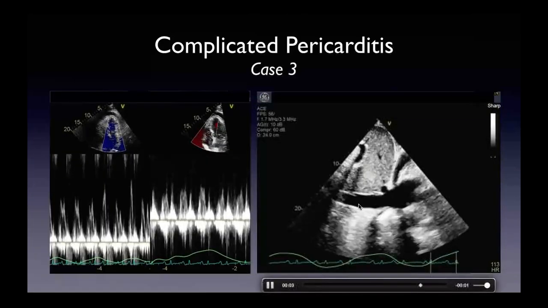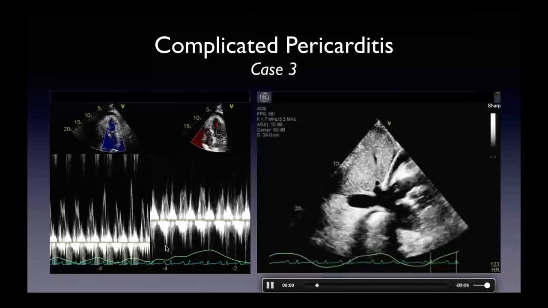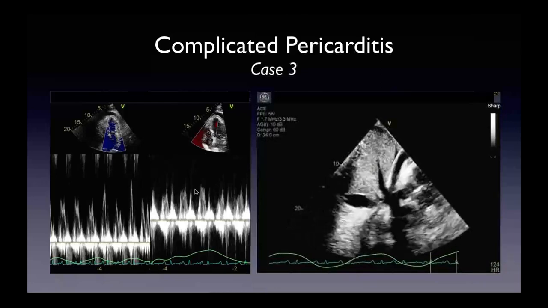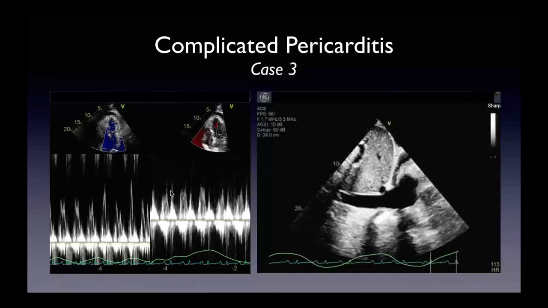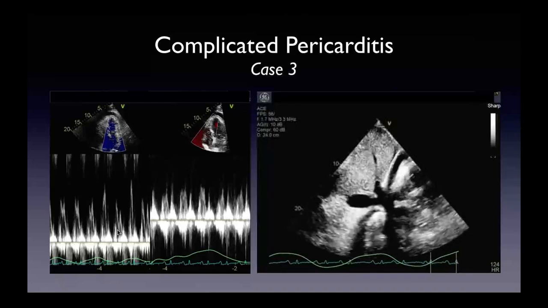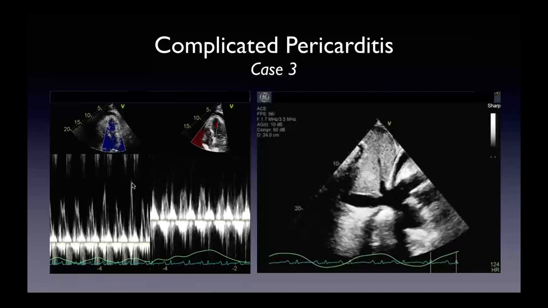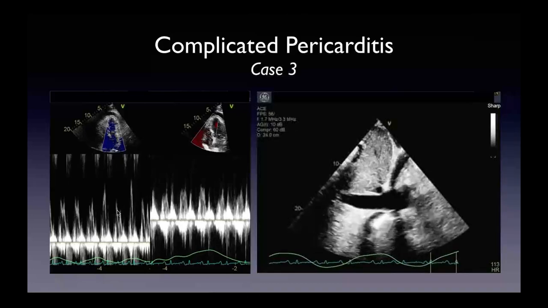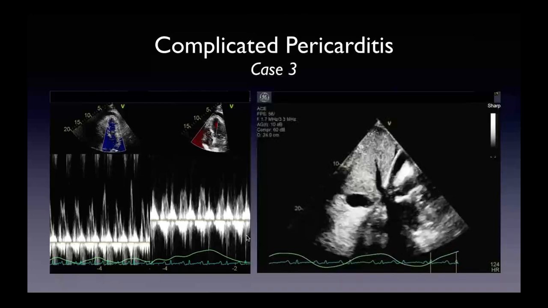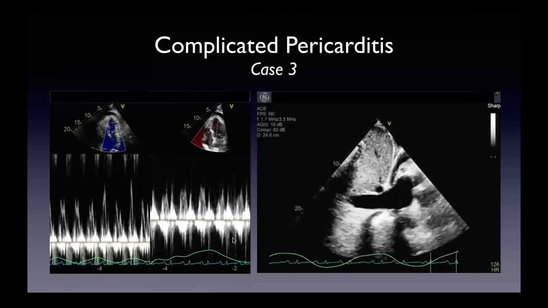Here's the IVC, as I mentioned before. You can see it's dilated, non-collapsing with respiration. With regards to mitral and tricuspid flows, you can see there was significant respirophasic variation in the E velocities across the tricuspid valve, tricuspid inflow, perhaps across the mitral as well. This one certainly is a lot higher than some of these, and it's probably greater than that 25 or 30%, depending on whether you're looking for tamponade versus constriction.